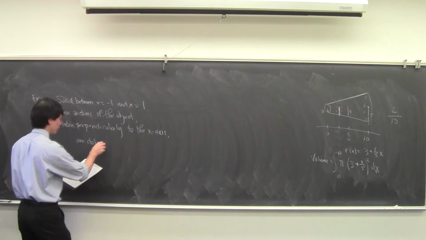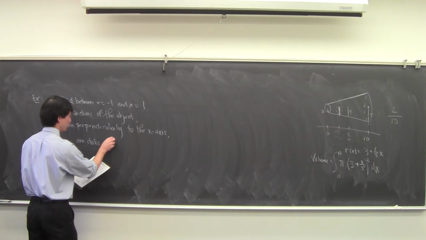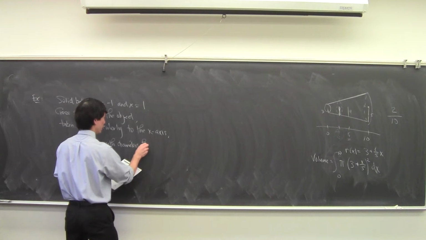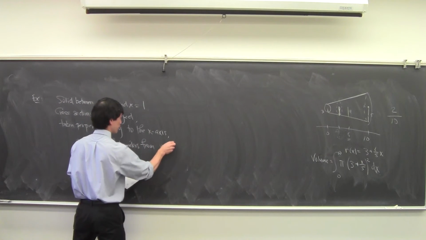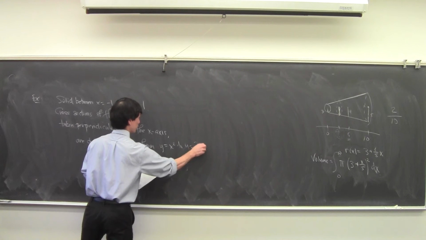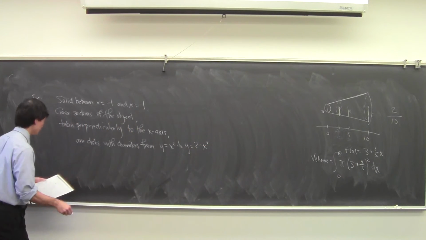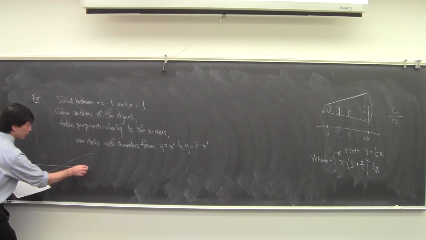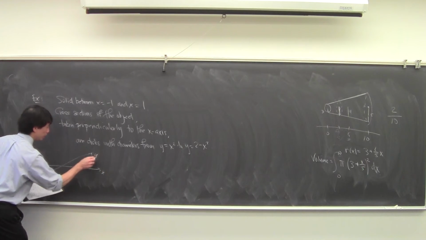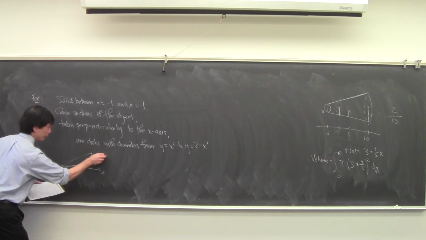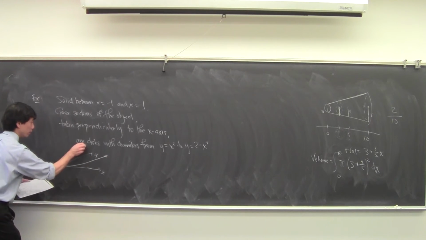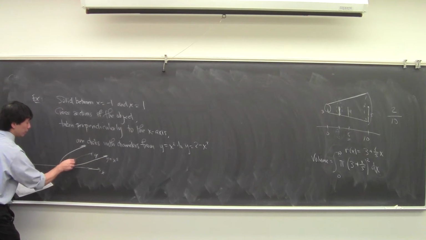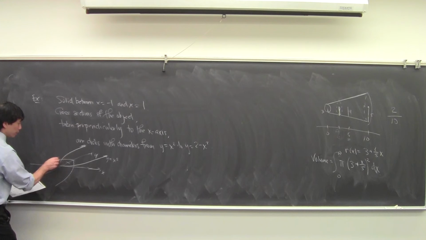So, with diameters from y equals x squared to y equals 2 minus x squared. Okay, so let me draw the picture. I think the description is maybe not that good. But we've got this object. We've got one parabola here, y equals x squared. We've got another parabola, 2 minus x squared.